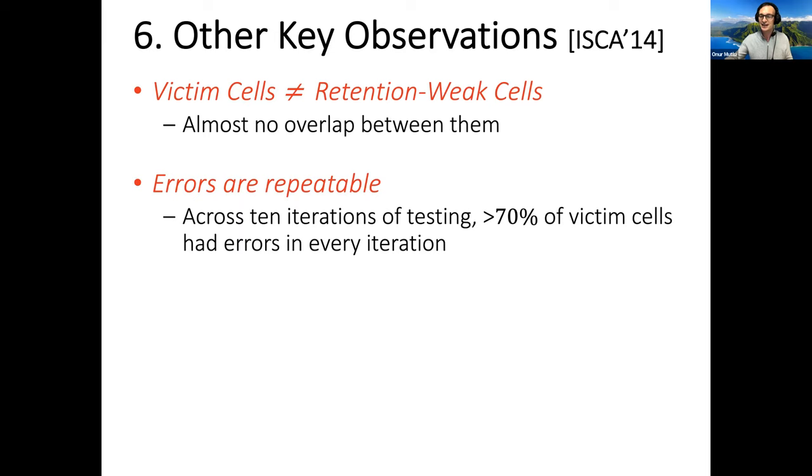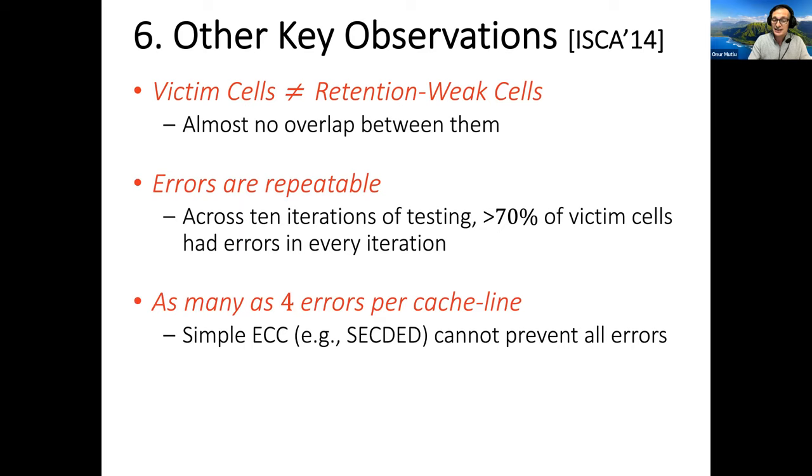You get as many as 4 errors per cache line. As a result, simple error correcting codes cannot prevent all errors. Modern error correcting codes can correct 1 error and detect 2 errors. If you get 4 errors per cache block, then you cannot really correct or detect. In fact, you sometimes get confused in the error correction logic.